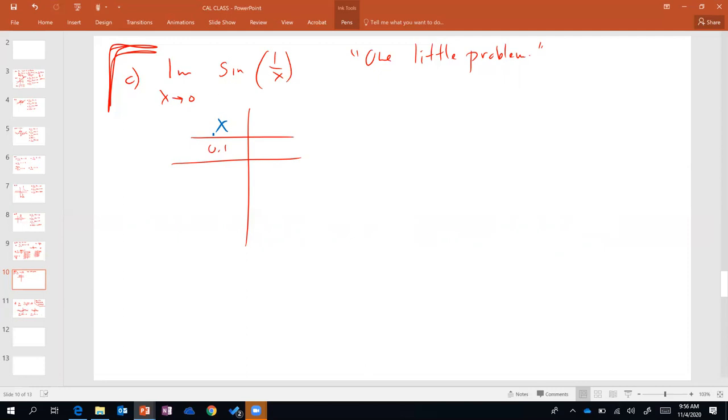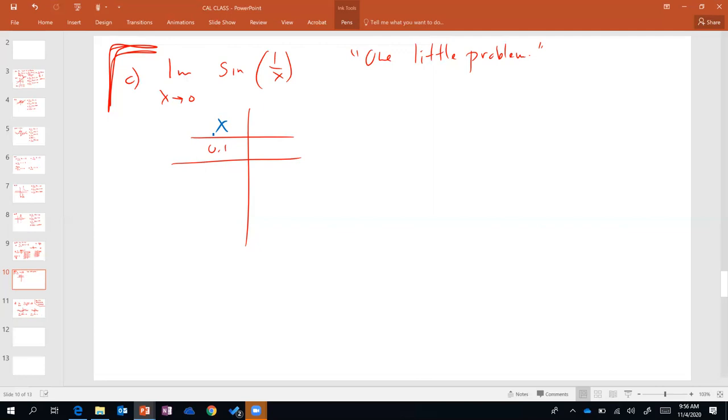Here's your graph of sine of 1 over x. I did something wrong. Let me switch the window. I need to switch to radians. See what happens. So are we good there?